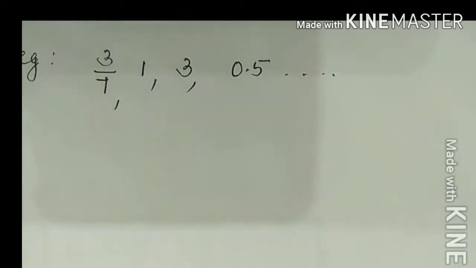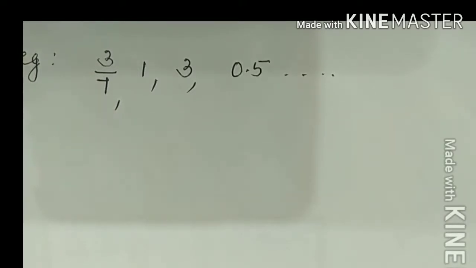In the same way, let's say 3. 3 can be written as 3 by 1. So 3 and 1 are integers, and the denominator 1 is not equal to 0. So 3 by 1, which is nothing but 3, is also a rational number.